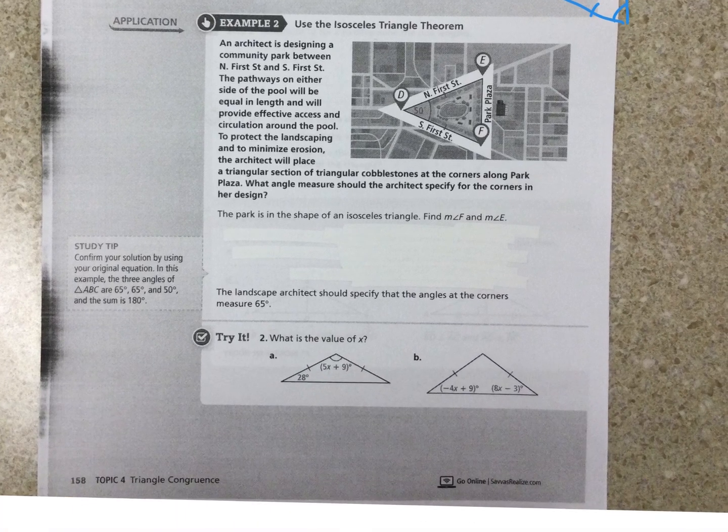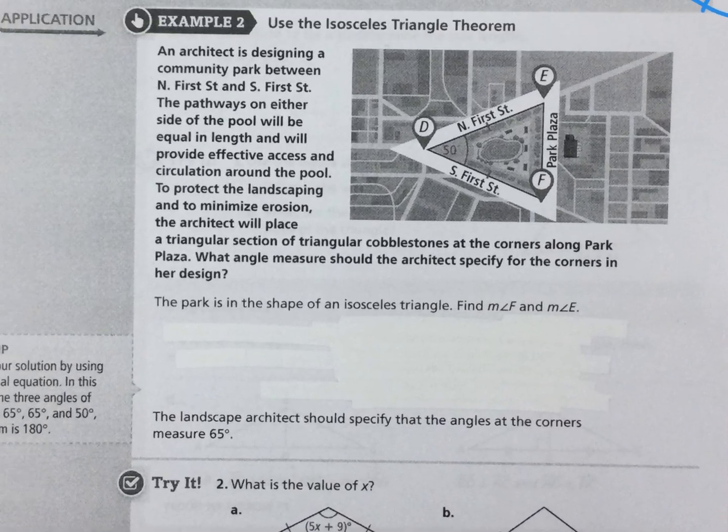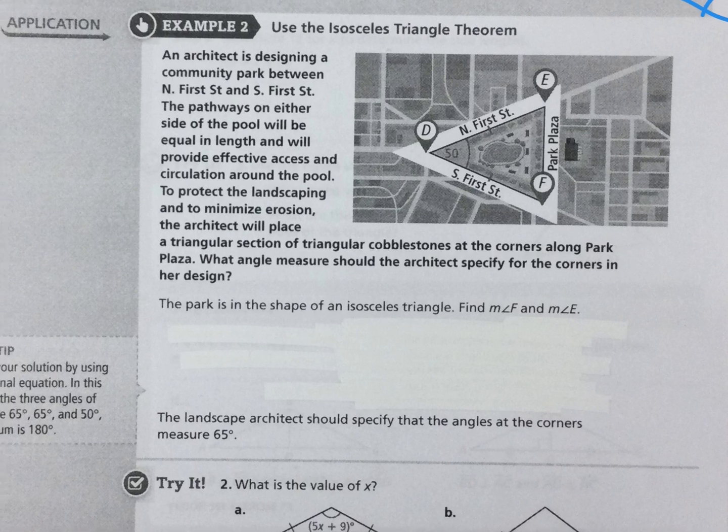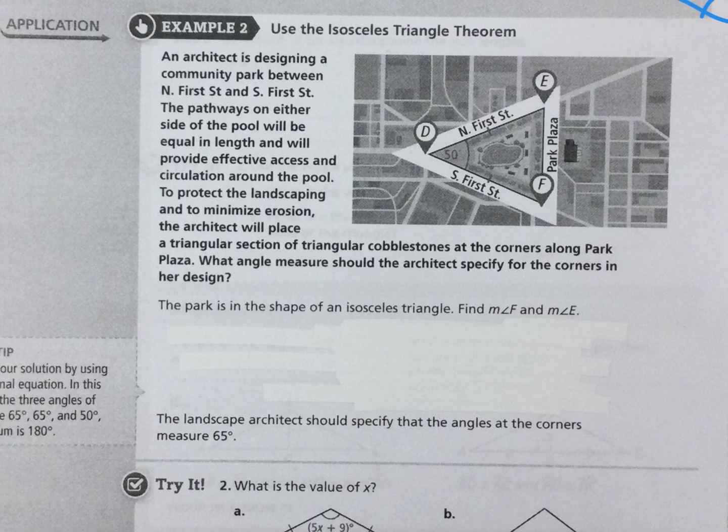All right, so the park is in the shape of an isosceles triangle. And it says the pathways on either side of the pool will be equal in length. So this is congruent to this, which means that this angle is congruent to that angle. And that's what we're going to find. We're going to find angle E and angle F. This angle here is 50 degrees.